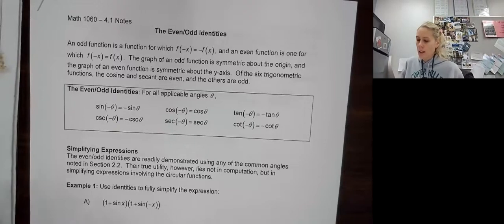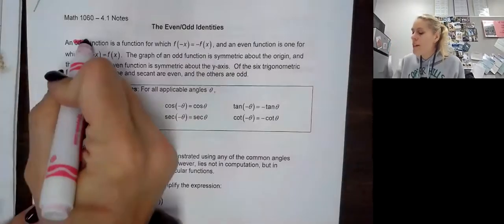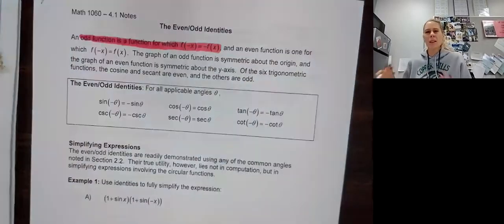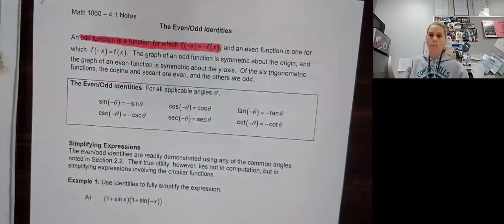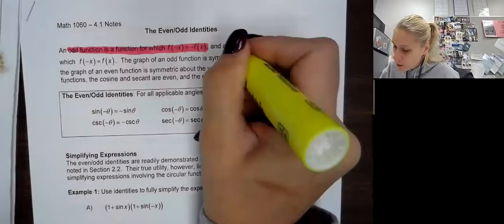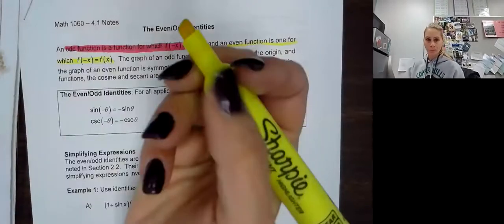So first of all here, an odd function, right? We know this from college algebra here, 1050. An odd function is a function for which f of negative x equals negative f of x. So in other words, the opposite. And an even function is one that says f of negative x equals f of x. So the same y value when you plug in the opposite.